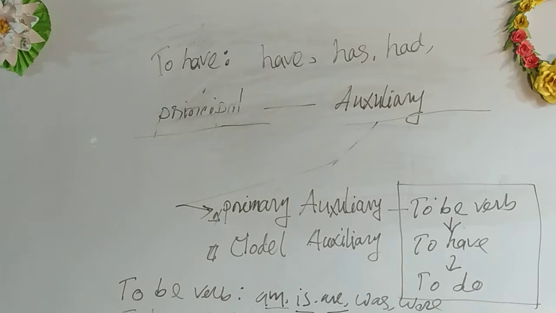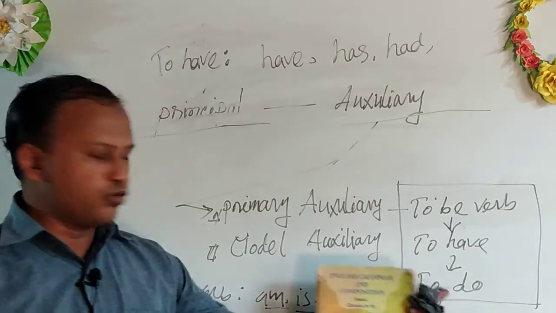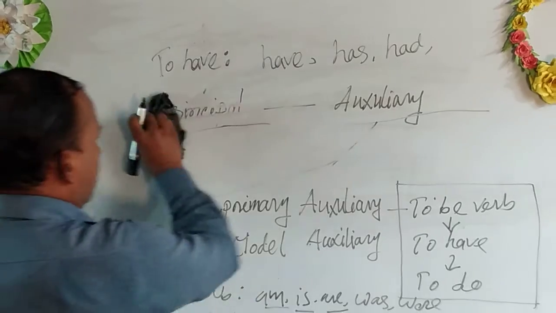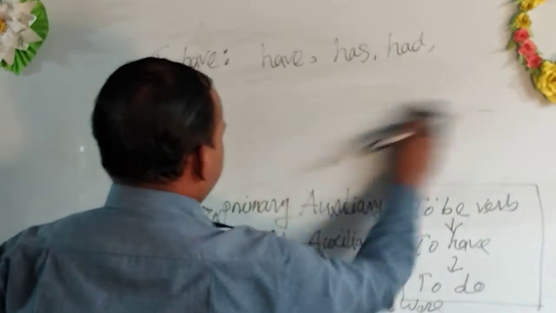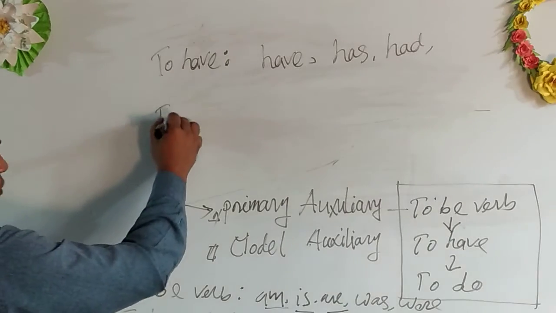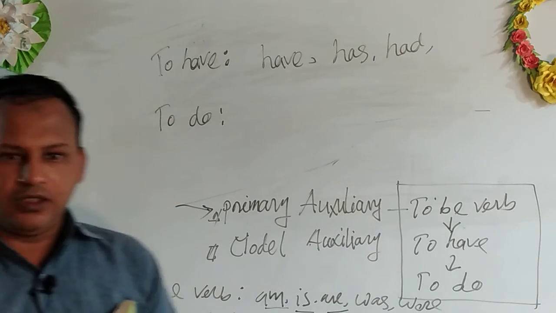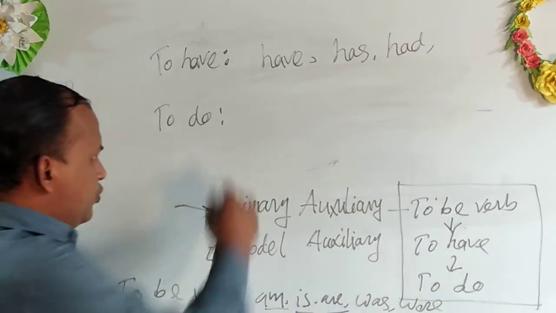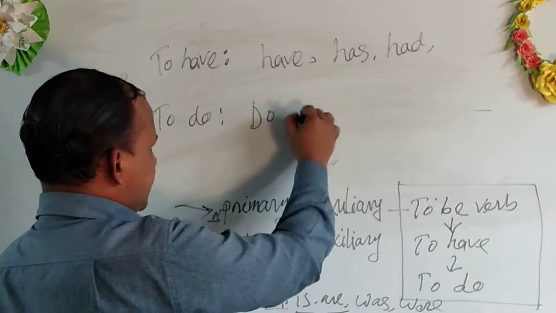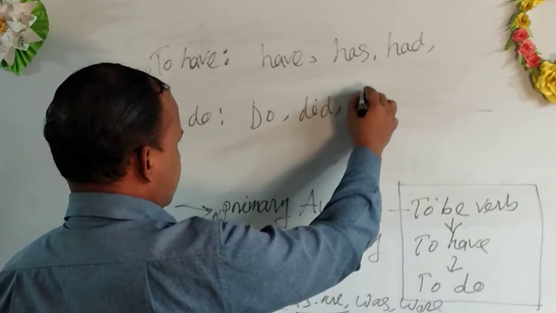Another type, look at the to do verbs: to do verbs consist of the 3 members, such as do, did, does.